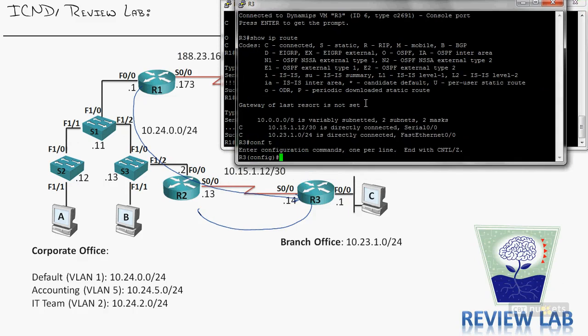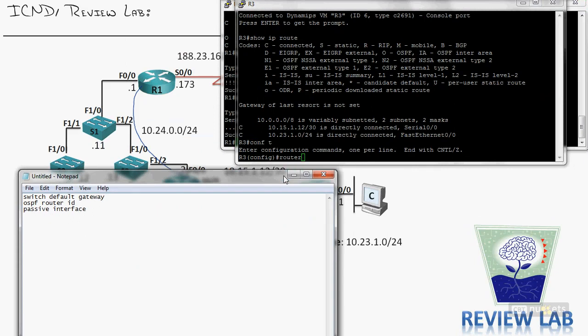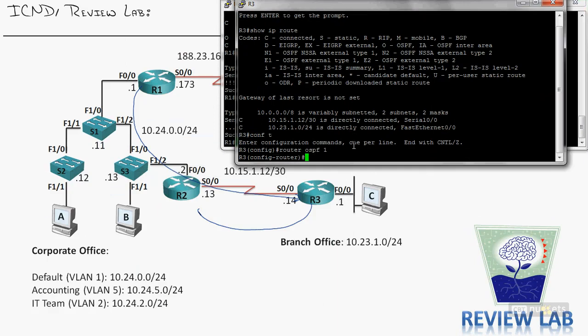Let's go into global config mode. And I'm thinking of more ideas for this lab, which will be fun. Passive interface. They just come to me as I go. Okay. Router OSPF 1. And I'm going to do network. Let's just do it the same way, right?